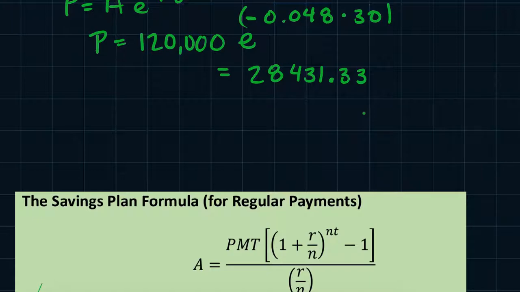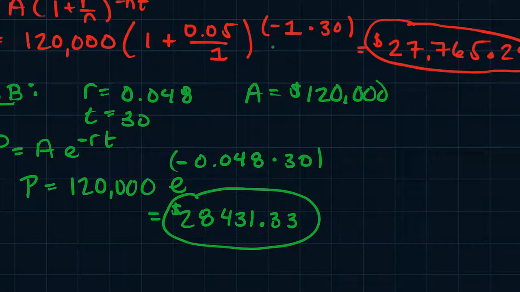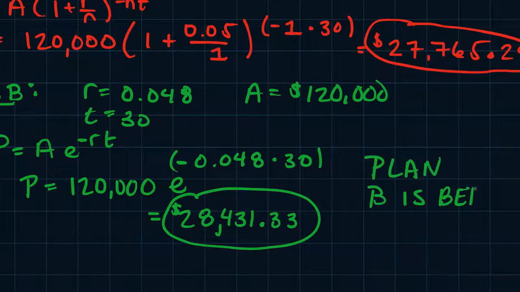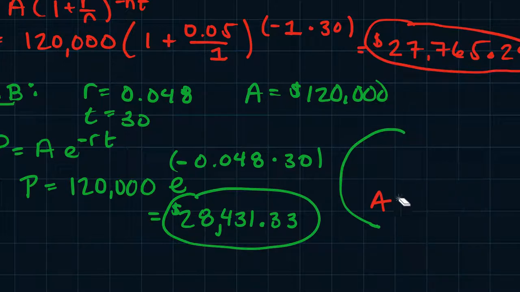Okay, now let's compare the two values. The first value was 27,000 and something. The second one is 28,000 and something. Which one do you think is the better plan? Which plan would you go with? And that is going to be Plan B. Because in Plan B, you have to put in less money. Oh, wait a second. Is that right? No. Plan A. Plan A is better. So maybe I got confused for a second.